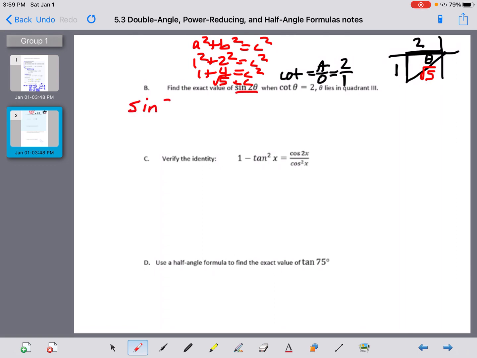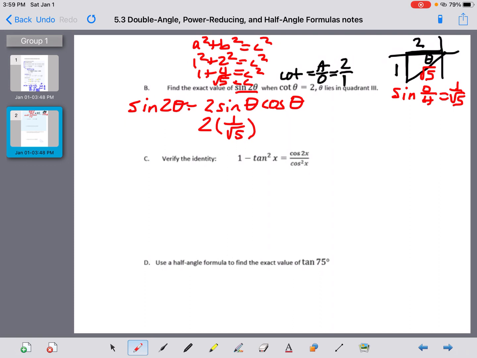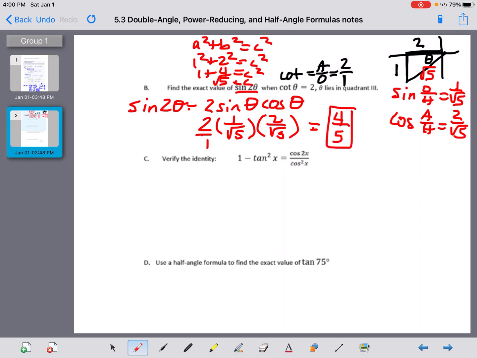So I am finding sine of 2 theta. If you look at sine of 2 theta, the formula says we're going to do 2 times sine theta cosine theta. So 2 times sine of theta here. Sine is opposite over hypotenuse, so my opposite is 1 over my hypotenuse, which is radical 5. My cosine is adjacent over hypotenuse, which adjacent is 2, my hypotenuse is radical 5. Put this 2 over 1. Across the top, 2 times 1 times 2 is 4. Across the bottom, 1 times radical 5 times radical 5 is 5. And I get a value of 4/5 for the sine of my double angle.